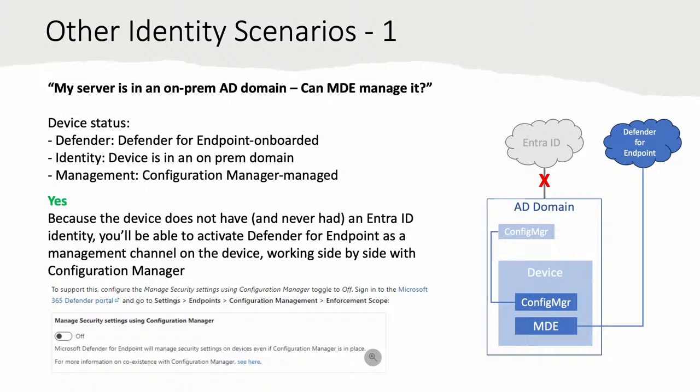You need to make sure that the device, or this server, never had an Azure AD identity in the past. So nobody ever tried to connect this server to Azure AD. If that's the case, it doesn't have an identity. And if you want to enable the management, you need to enable what we talked about a little bit earlier, a small toggle that says authorize this server to be able to receive policies both from Configuration Manager and MDE. And it would create that object.